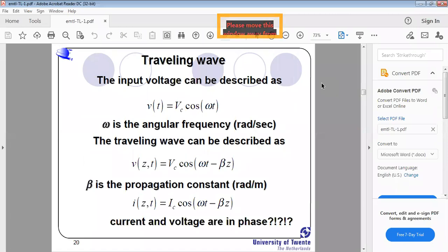See here, the traveling wave. The input voltage is considered as V of t equal to Vc cos omega t. Don't get confused, it is very simple. The traveling wave can be written as V of z comma t equal to Vc cos of omega t minus beta z, where beta is the propagation constant and z is the direction of propagation. Similarly, current I of z comma t equals Ic cos of omega t minus beta z. Currents and voltages are in phase. See here Vc and Ic, the voltage magnitude and current magnitude, with omega t minus beta z having the same angular frequency, same propagation constant and same direction, where z is the direction of propagation.